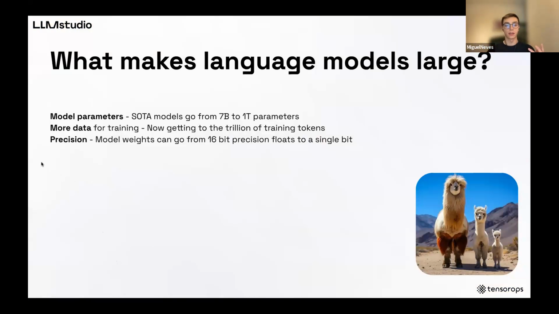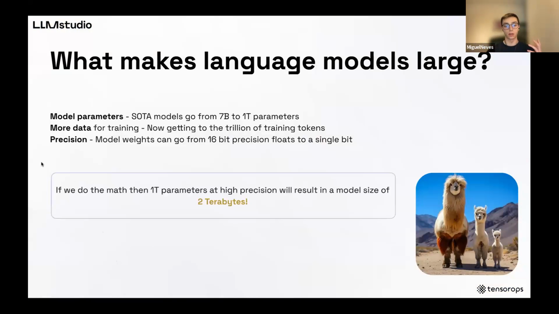If we actually do the math, a 1 trillion parameter model, in high precision, would take about 2 terabytes of memory, which is really a lot. It's such a high value, right?